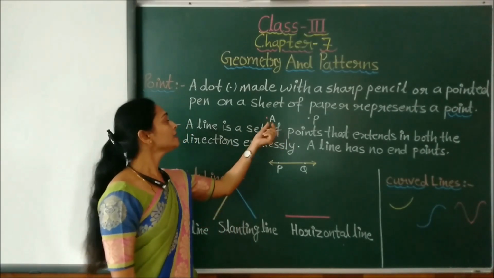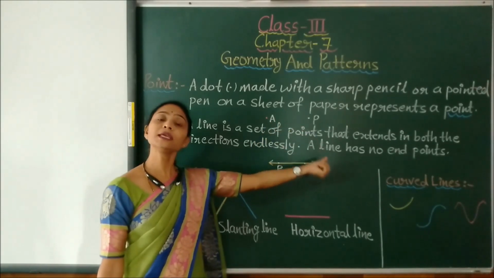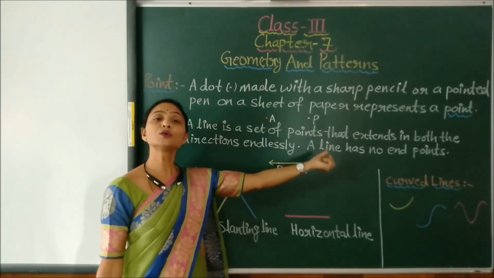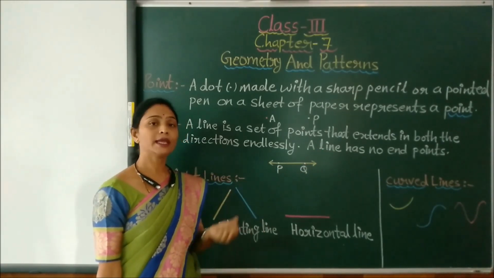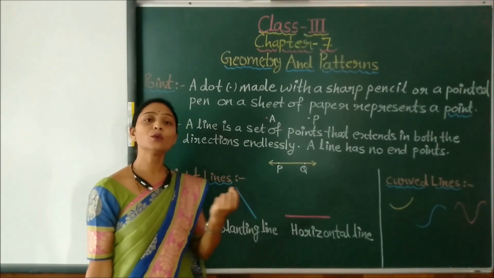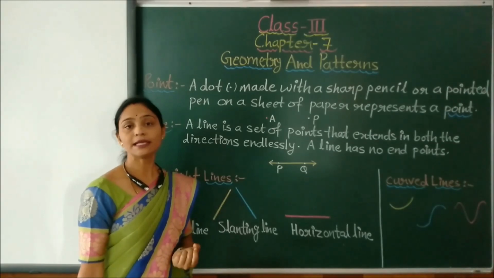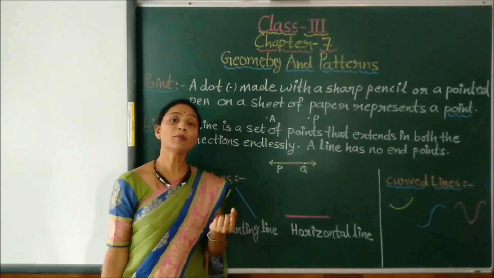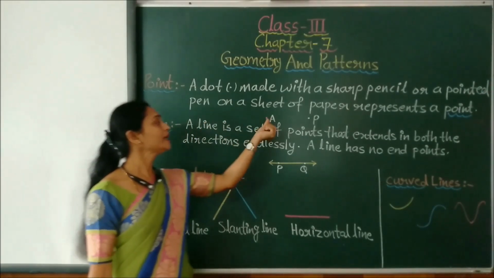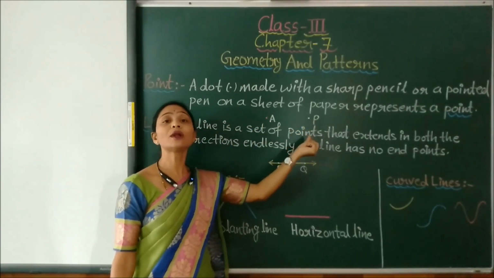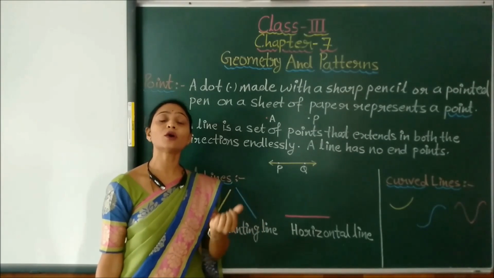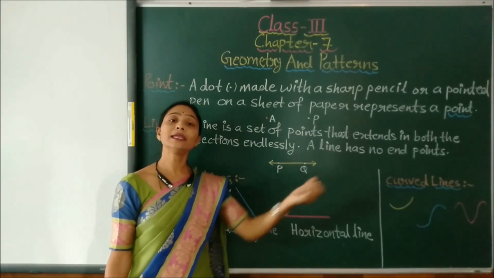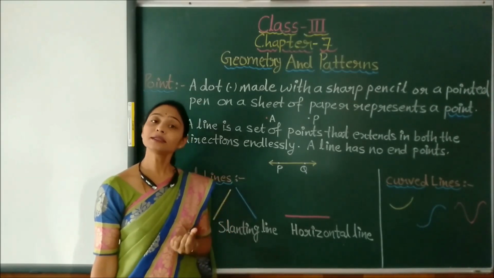And we can name them by using capital letters. Any capital letter you may use to represent the point. A, B, C, D, P, Q, R, S. Any capital letter. So like this you may represent any point. Point is just a dot which is not having any length, width or thickness. Point does not have any length, width or thickness.